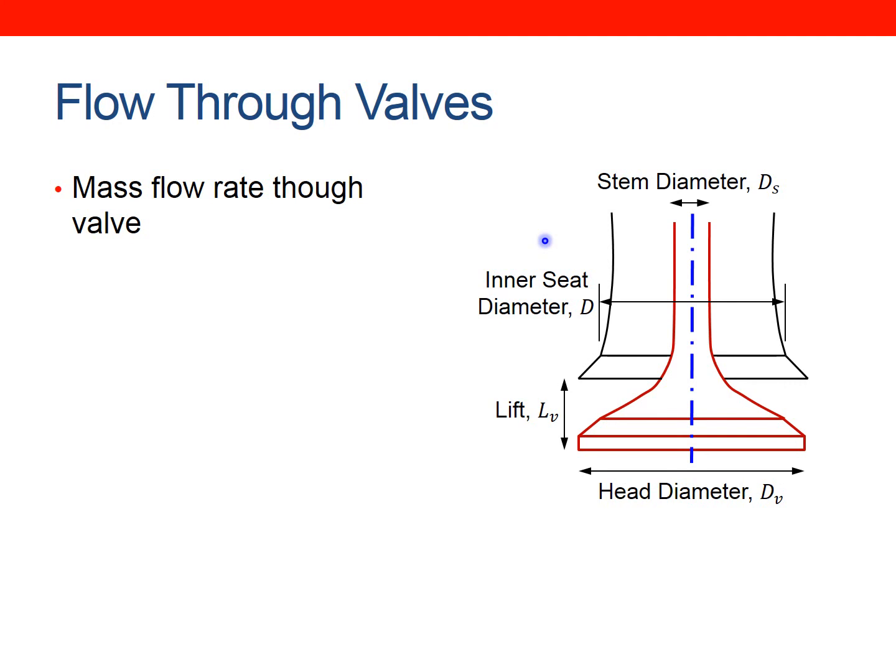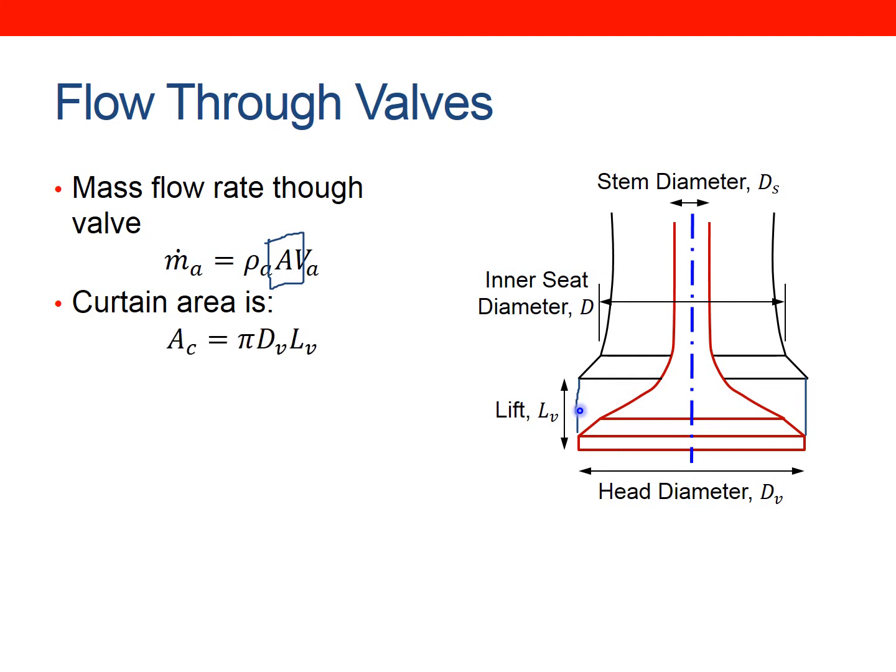Now the mass flow rate through the valve will depend on how high the valve is lifted. The mass flow is rho A V, so rho, density of air, times the area times the velocity of the air. But which area do we use? Well, that area depends on how high the valve is lifted. At low lifts, you can use the curtain area. So the curtain area is this area here. If you think that the valve is lifted and it's basically created a curtain like an annular ring, that's equal to pi d, which is the circumference of the valve, times LV, so that gives us the curtain area.